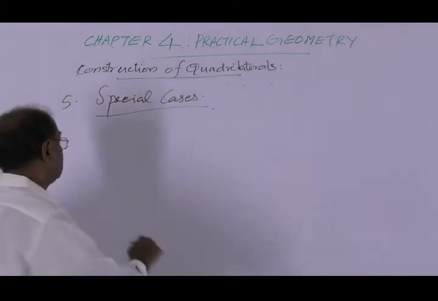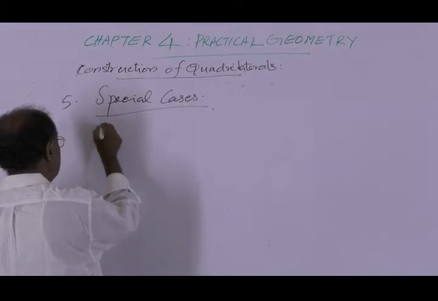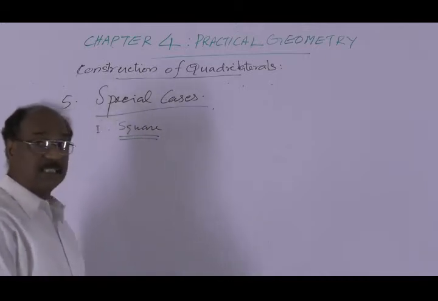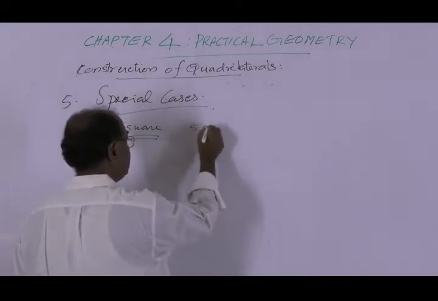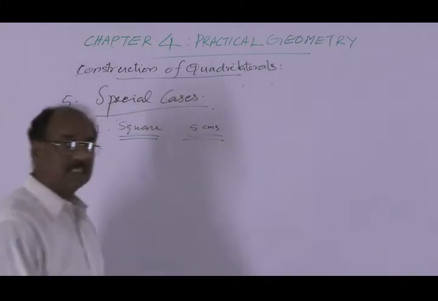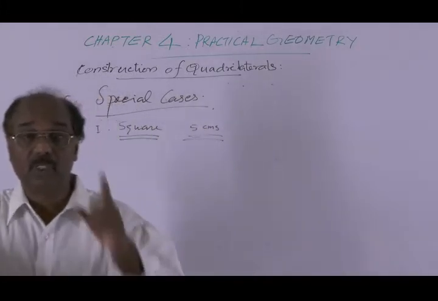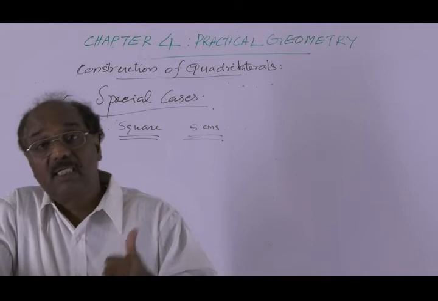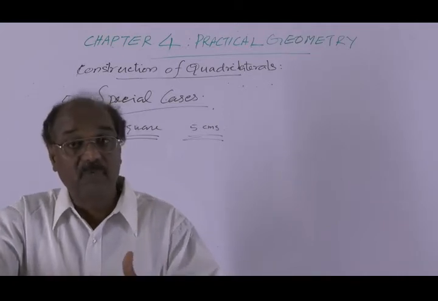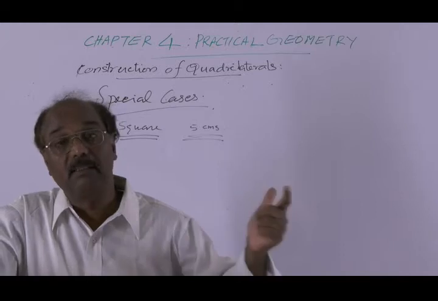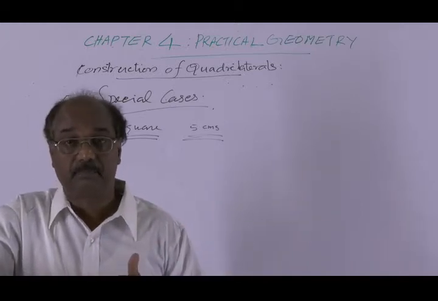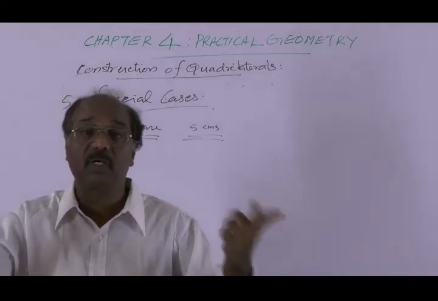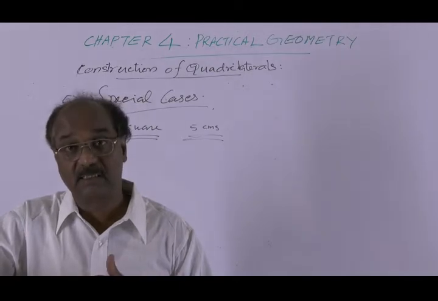Consider the first case, the case of a square. Suppose we want to construct a square of side 5 centimeters. The given measurement is only this 5, only one measurement. But we have sufficient information. The square will have all the sides equal, all 4 sides the same measurement, and all 4 angles 90 degrees. So we can construct this.